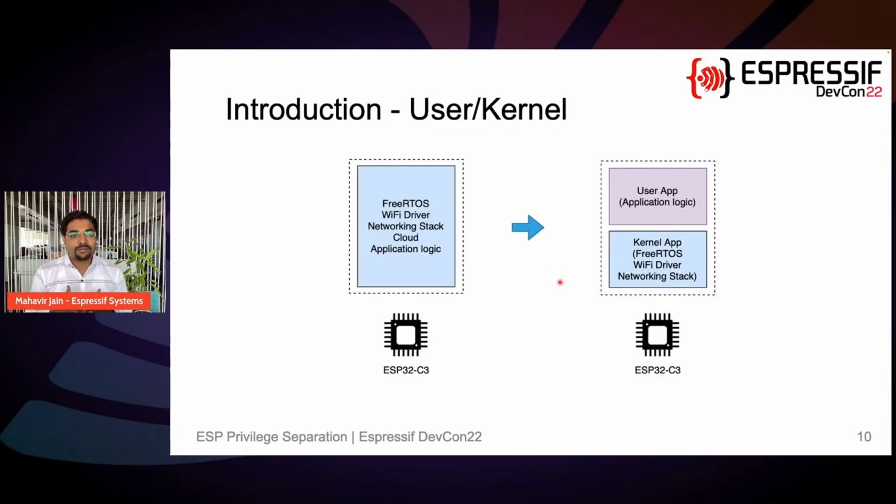So with the background covered, let me introduce the user kernel separation here. As highlighted, we can see the monolithic firmware approach, which contains FreeRTOS, Wi-Fi driver, networking stack and the application logic, all combined into a single firmware entity. And we can see the split firmware approach, where the secure application contains the kernel, FreeRTOS, Wi-Fi driver, and networking stack pieces, and the user app contains the product-specific business logic.